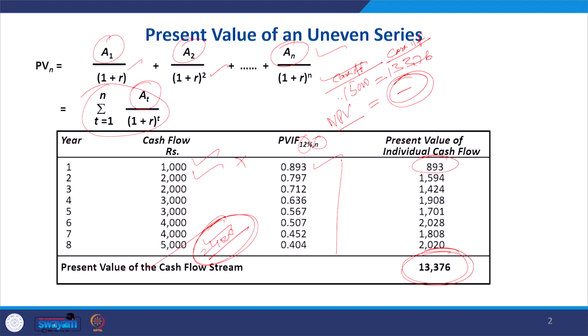But for example, if it is 10,000 and not 15,000, then this NPV is going to be positive. It means we invested 10,000 rupees and over a period of 8 years, the summed up value of the entire discounted cash flow stream is 13,376. So your NPV in this case is going to be 3,376, which is positive.